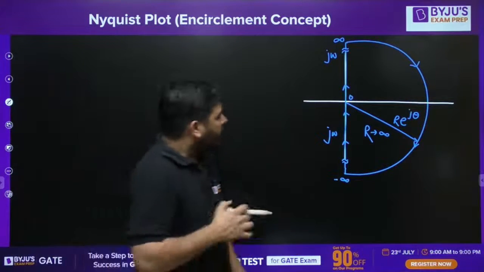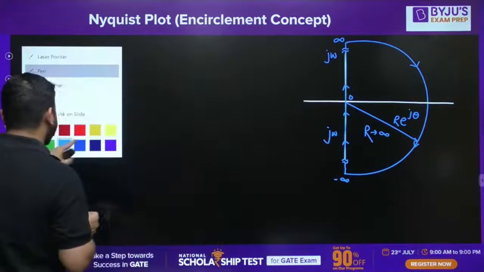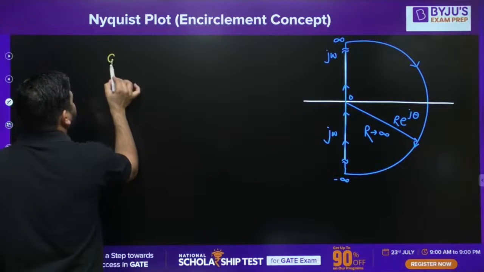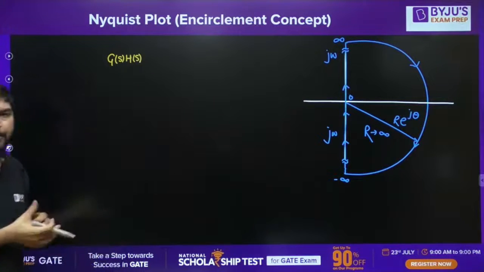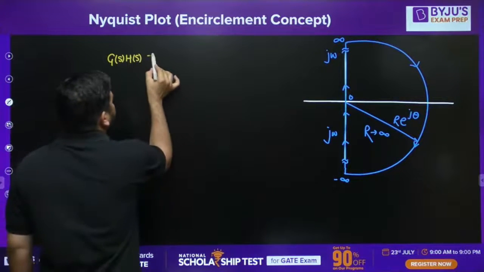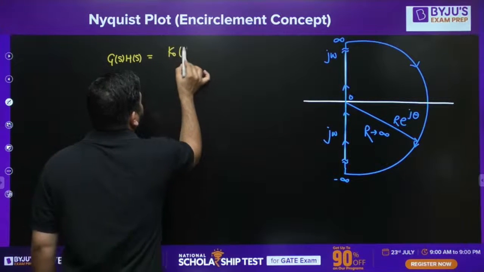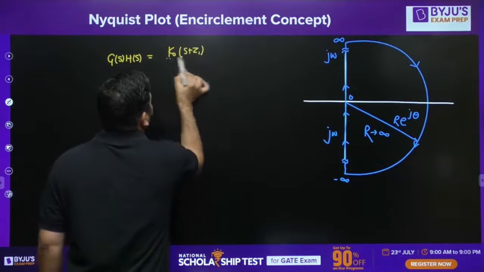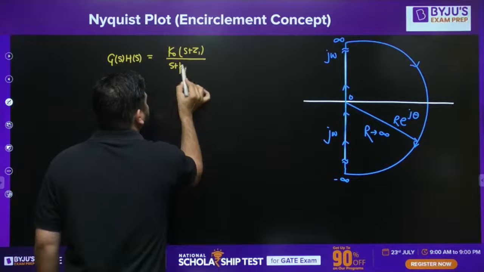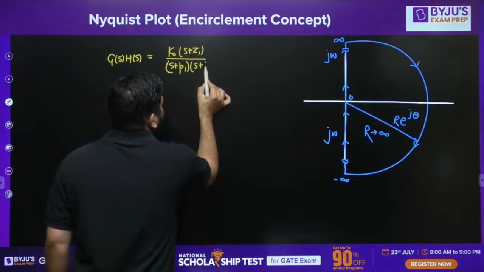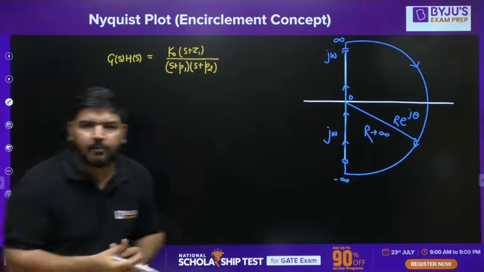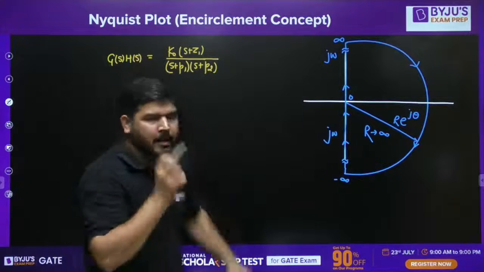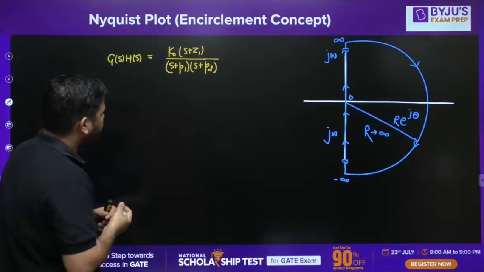Now let's say G(s)H(s) is provided to us, and G(s)H(s) is like this: K0 into (s plus z1) divided by (s plus p1) into (s plus p2). Let's say this is my G(s)H(s). I'm taking a random function with random values like this.